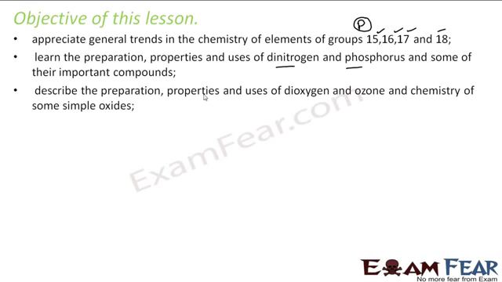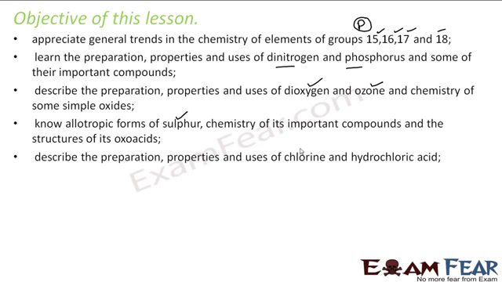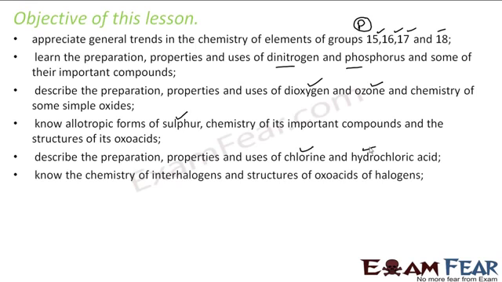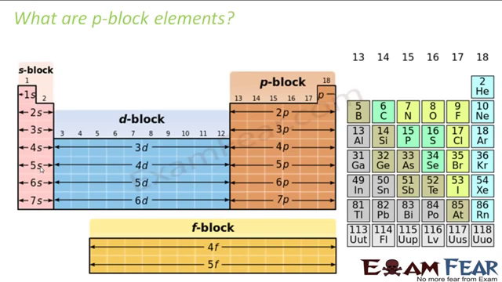We'll describe again the preparation, properties and use of dioxygen and ozone, and the chemistry of simple oxides. We'll know the allotropic forms of sulfur. We'll also prepare chlorine and HCl. We'll also know the chemistry of halogens and structures of oxo acids of halogens. We'll understand the use of noble gases. We'll appreciate the importance of all these elements and their compounds in our day-to-day life.